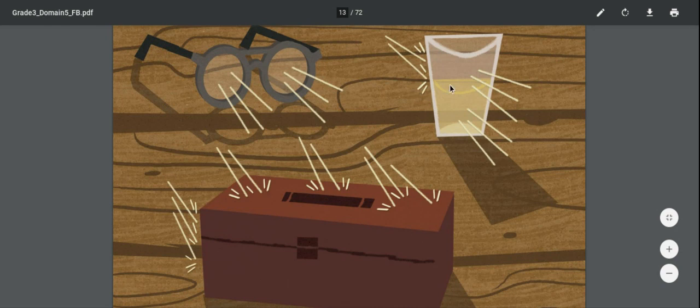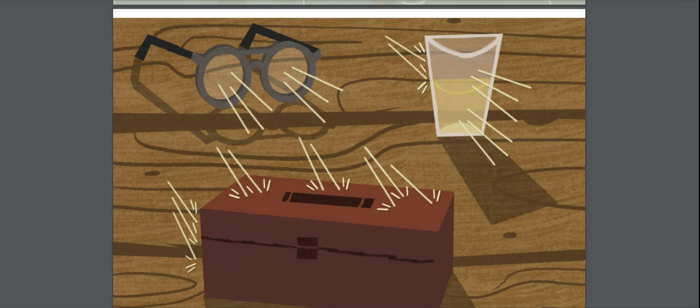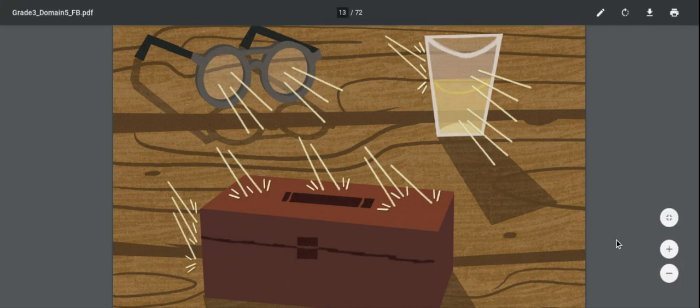Reflected light: light bounces off an object and comes back. We can see light being reflected because you can see these objects. And light being absorbed: if light is absorbed, we see something as black. Very interesting.